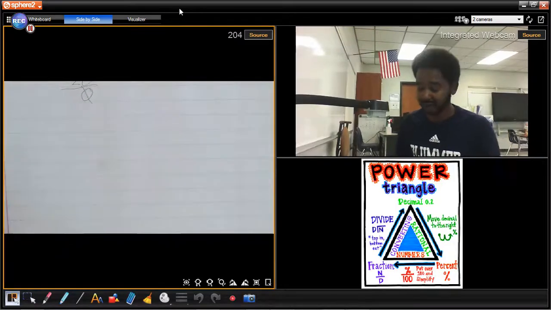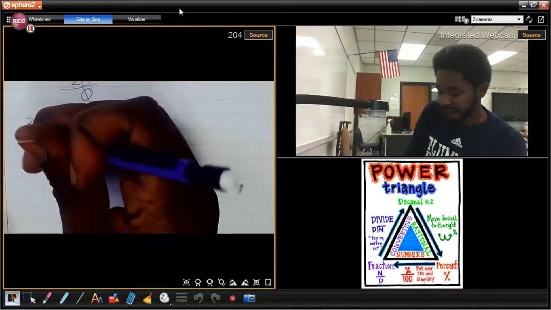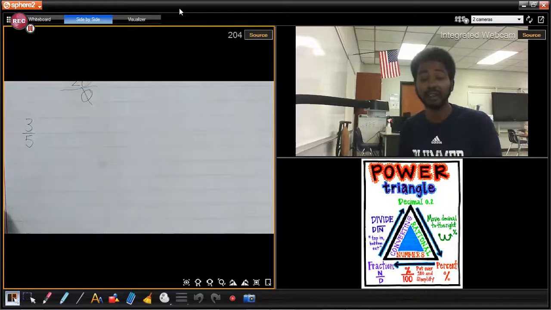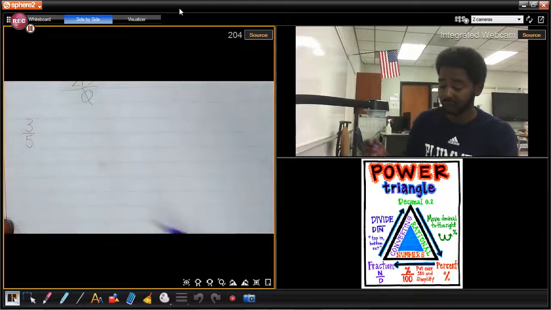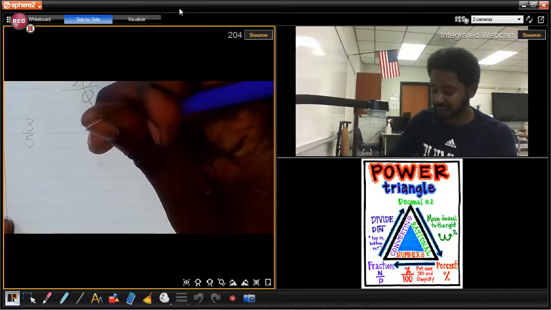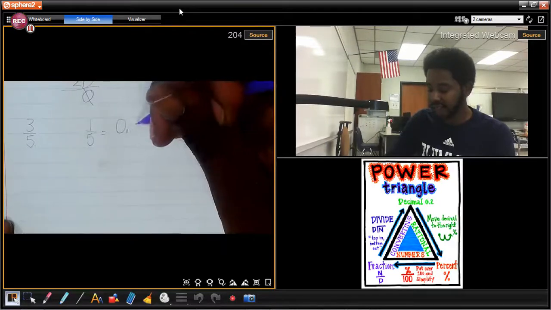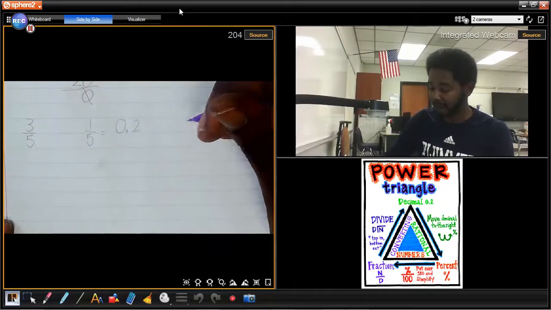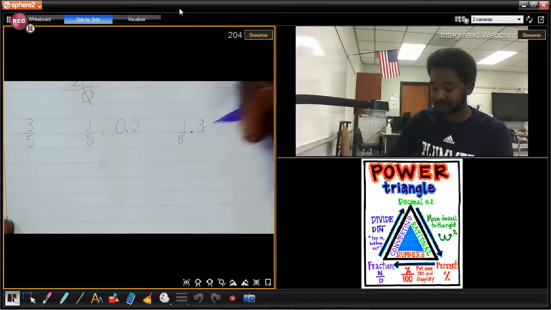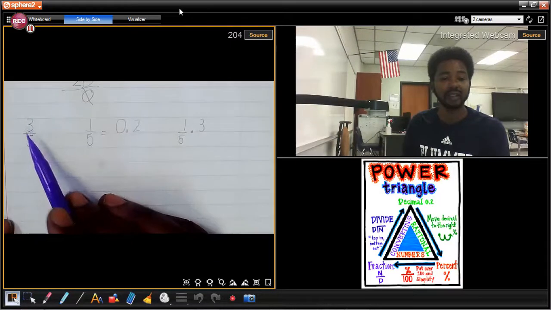Let's say we have the fraction 3/5. Some of us may know this as a multiple of a benchmark fraction, so we can also do it like this. If we know that 1/5 equals 0.2, we can multiply 1/5 times 3.